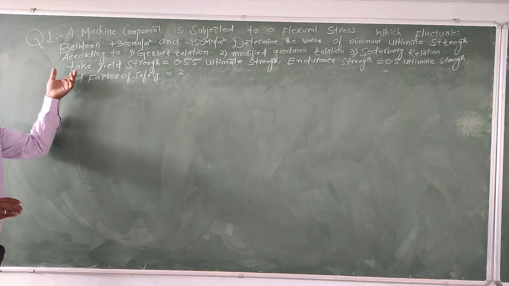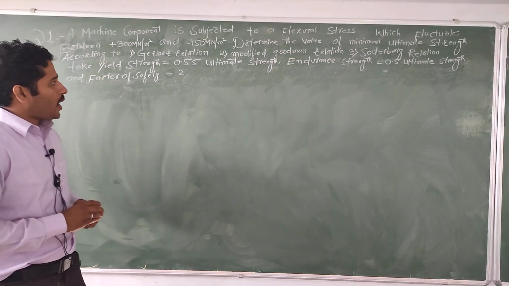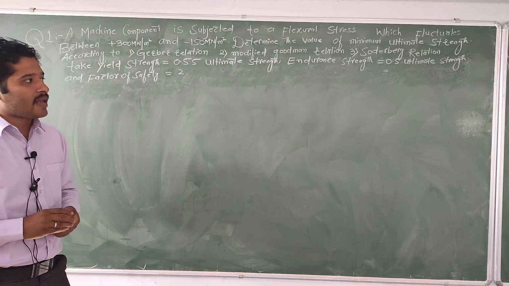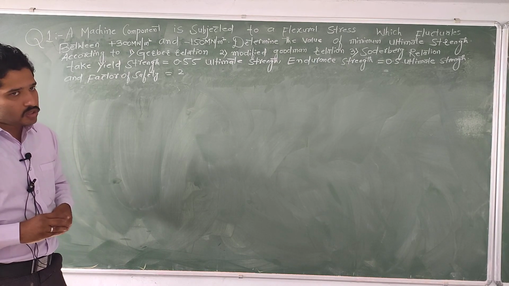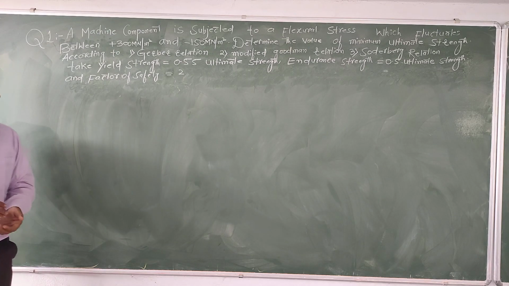So here take the yield strength. The yield strength is given as 0.55 ultimate strength, the endurance strength is given as 0.5 ultimate strength, and the factor of safety is given as 2.